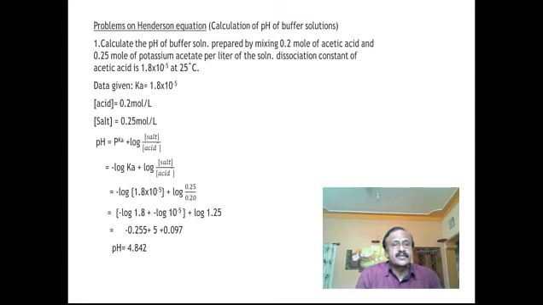There will be 4 marks for this problem, and therefore under buffers we have these probable questions: define buffer, what is buffer index, then derivation of Henderson's equation, mechanism of buffer action, and problems on Henderson equation. You can focus on these points, study well, and in the examination read the question paper twice, and what you know you answer first, then for the remaining questions you can try.